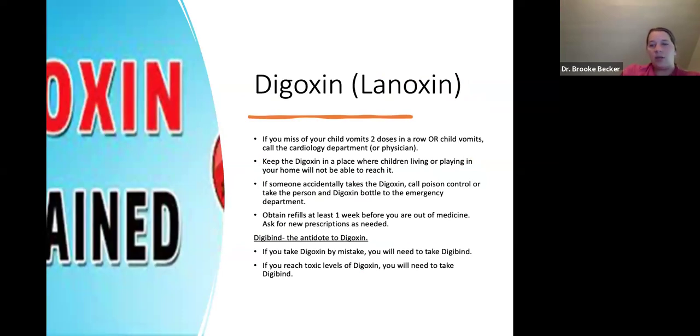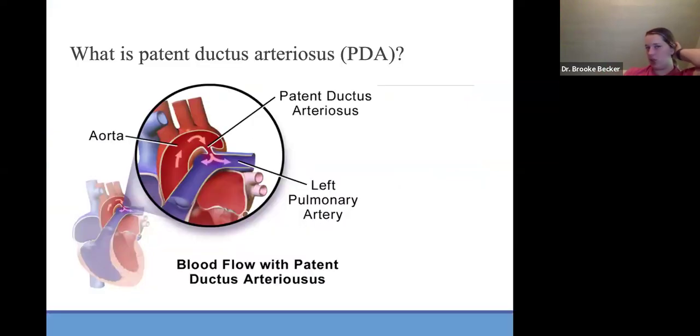Okay, if they vomit twice in a row, then you should be calling the cardiology department that's on call. Okay. Keep dig out of a place where kids can get to it, and then contact poison control if they get a hold of it, and then they'll also be given Digibind. Okay, and don't run out of their medications.